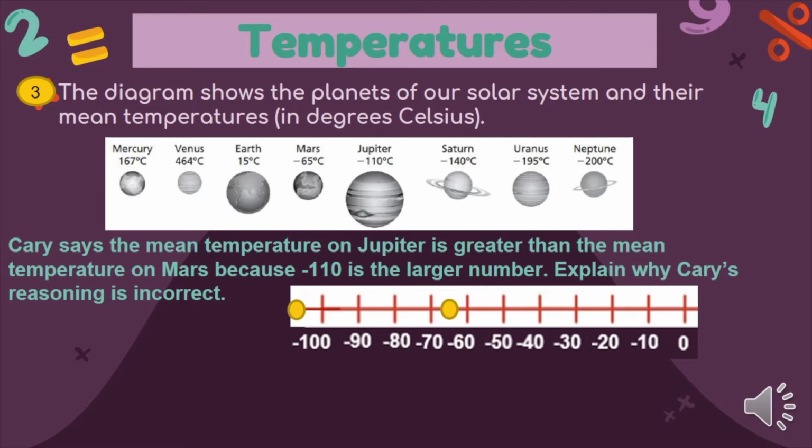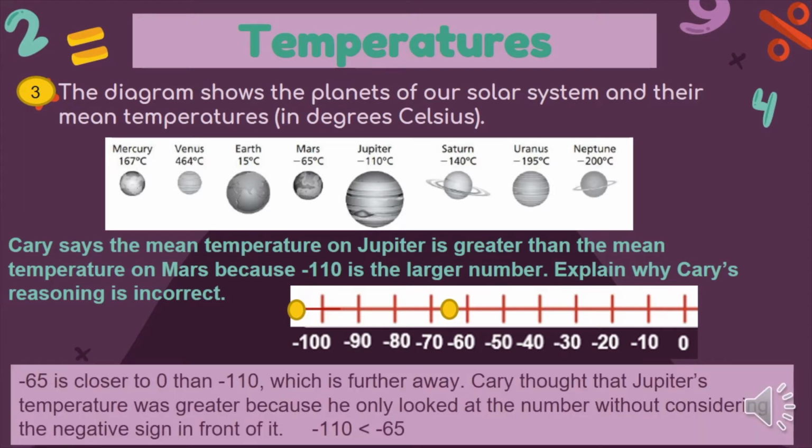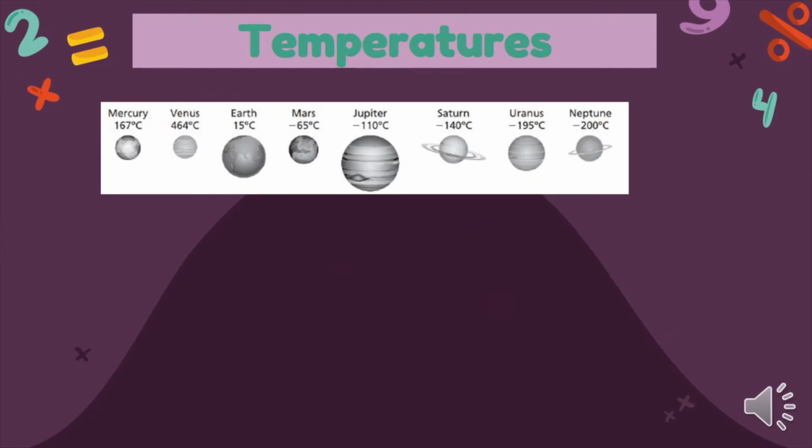Carrie thought that Jupiter's temperature is greater because he must have just looked at the number itself, 110, without considering the negative sign in front of it. Because actually, negative 110 is less than negative 65. And we can see that on our number line. Even when we put the numbers in order from coldest to warmest, we still see that Mars is close to 0 and the positive numbers. Let's put them in order.